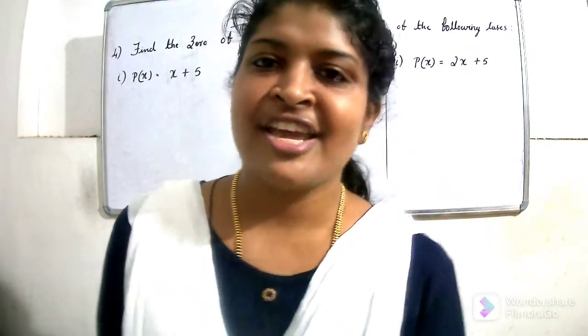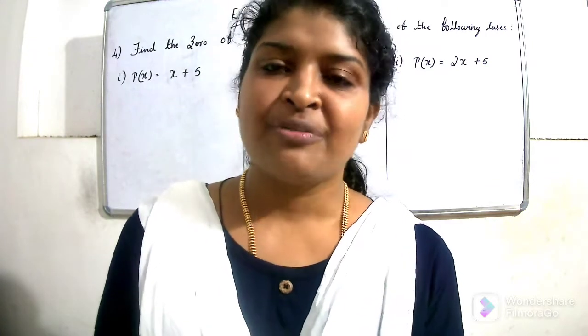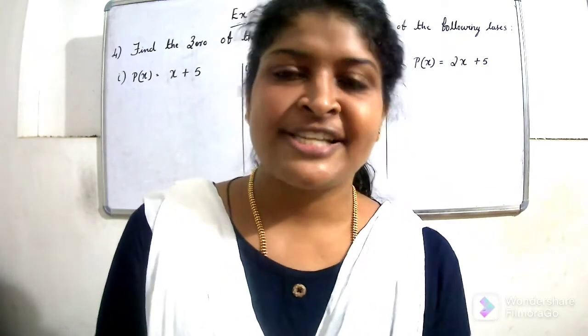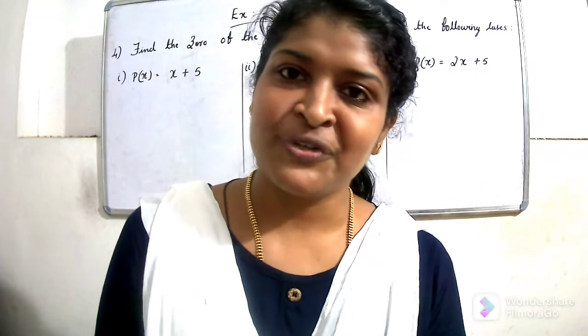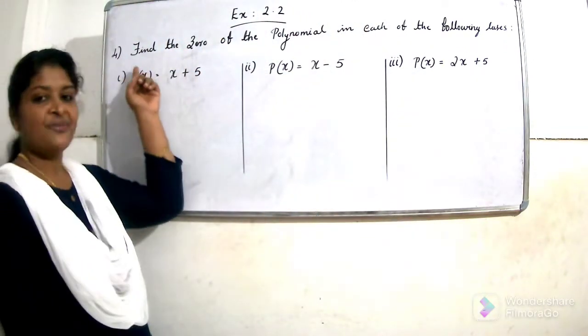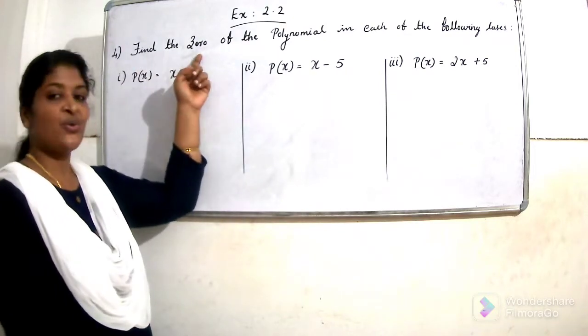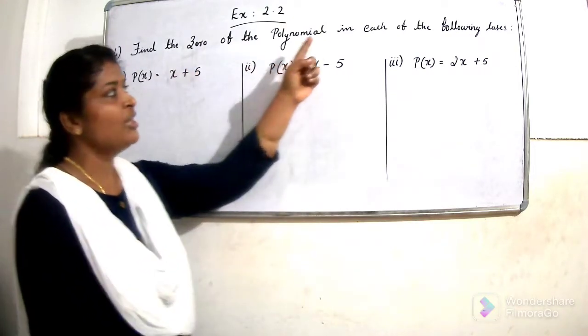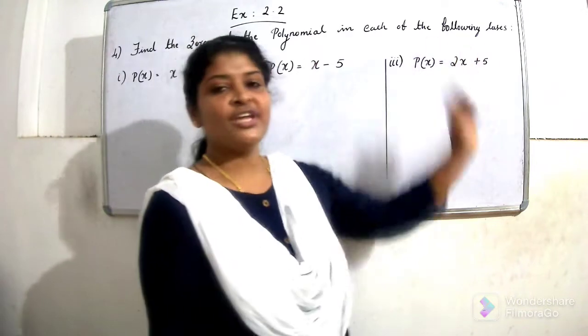Today we are discussing exercise 2.2 from chapter Polynomial, the last and final question. So let us start the question. Fourth question, find the zero of the polynomial in each of the following cases.